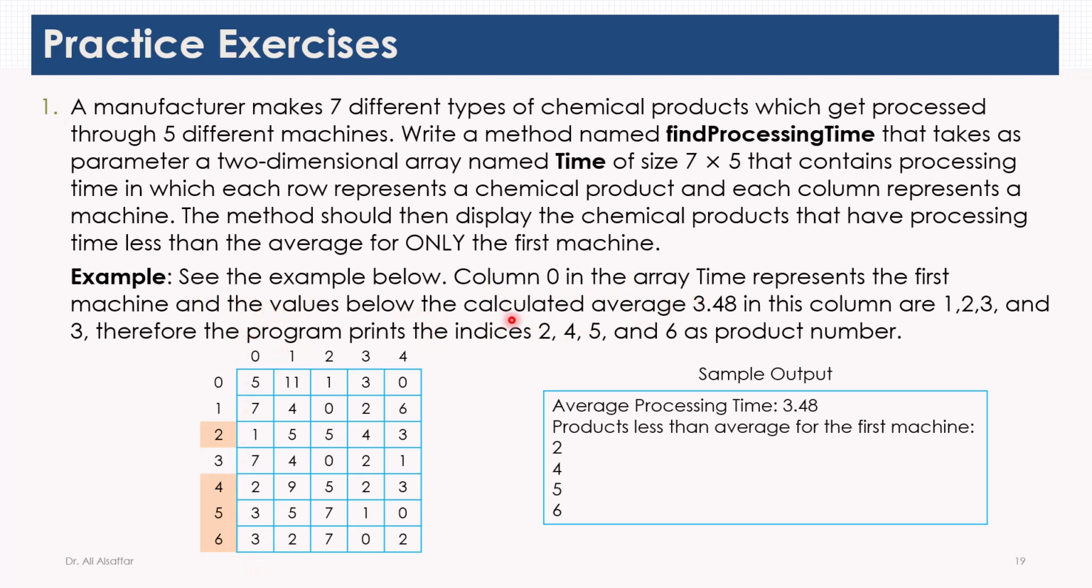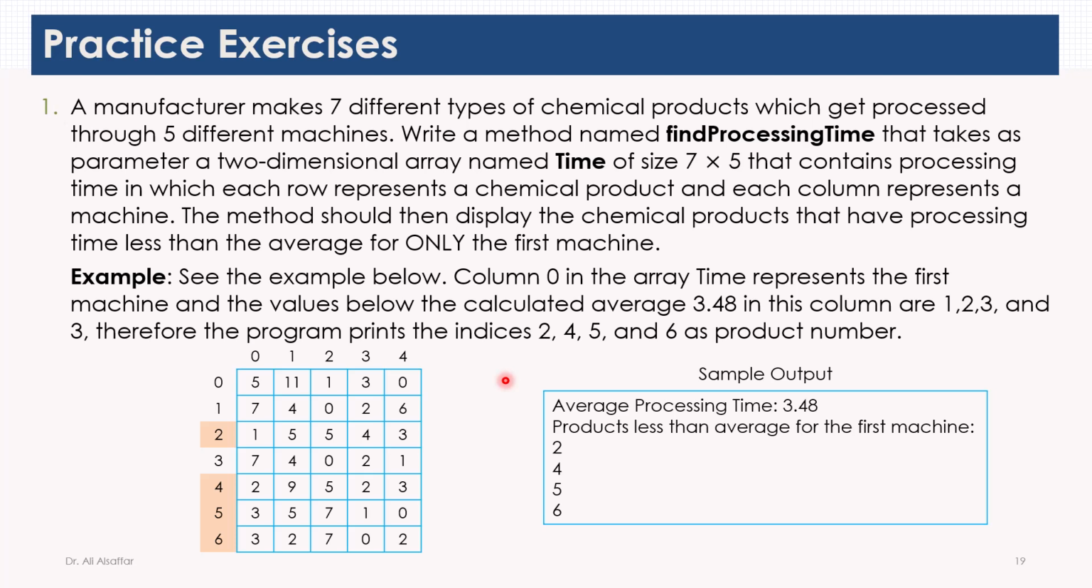And the values below the calculated average, because after finding the average, which was 3.48, the values below this average can be found on product 2 because 1, product 4 because 2, product 5 because 3, and product 6 because 3, and all of these processing times are less than 3.48. However, for product 1, it takes processing time 7, which is greater than the average. So it should not be printed by this method. And this is a sample input-output.